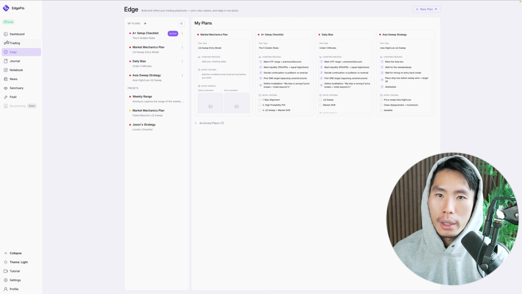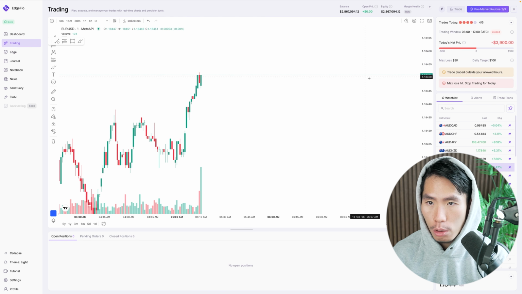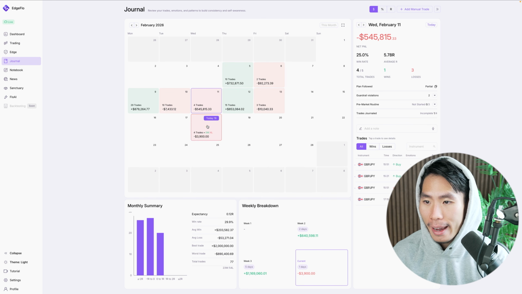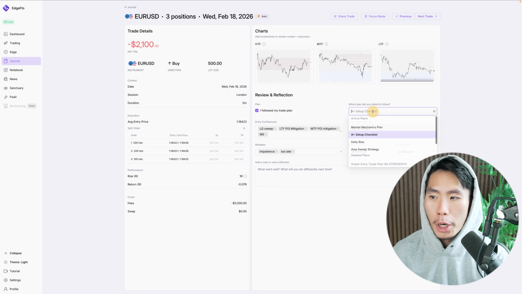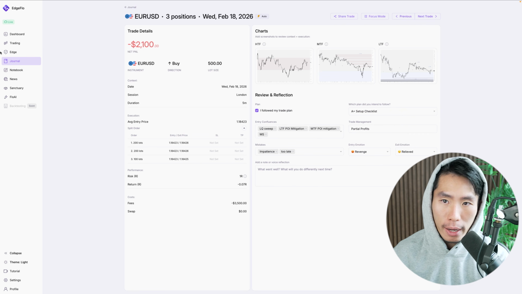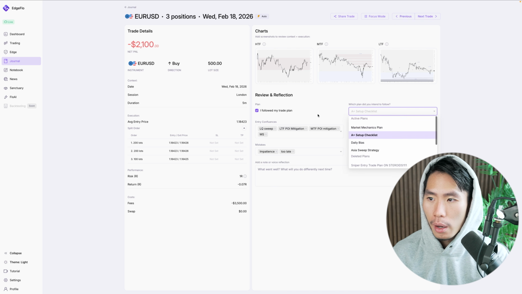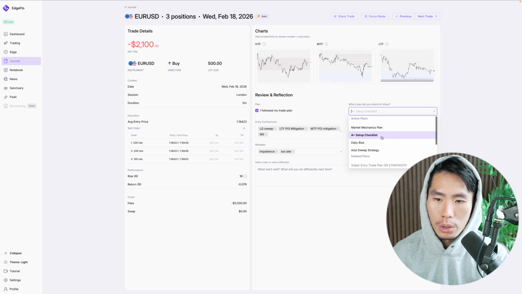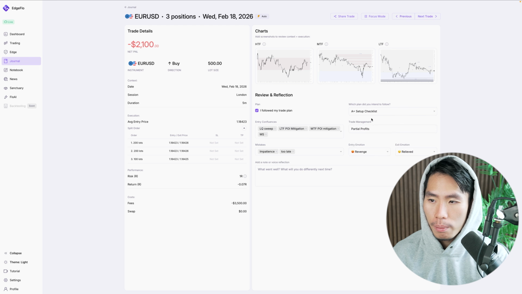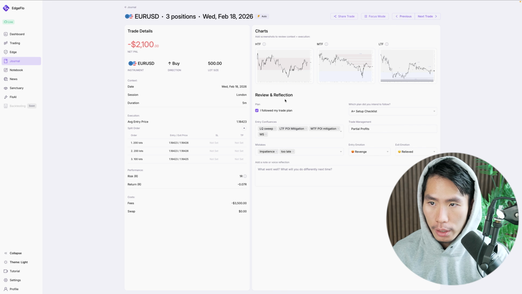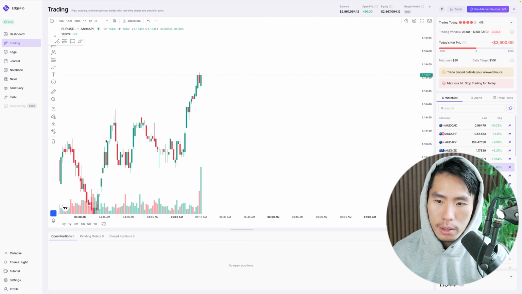And also, when you take a trade, right? Let's say you take a new trade, you close the position and you go on to journal, it will automatically tag that trade as the trade plan that you have on active. So in that case, you saw that my active trade plan was the A+ setup checklist. And if I come onto this trade right here, you can see by default, it always tags it to the active trade plan. Then you can come into the journal and select whether you did or did not follow your trade plan. And then based on this, it will create your plan stats.